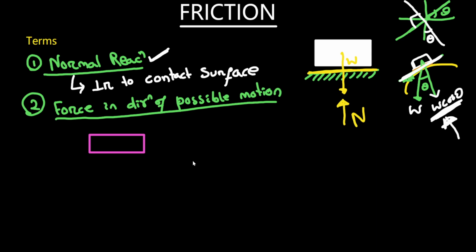Suppose this is a block. Okay, and again I'm taking a ground. This is the ground and a block is placed over it. Suppose the weight is W. I'm writing the normal reaction here. I can write this normal reaction in the upward direction as well.